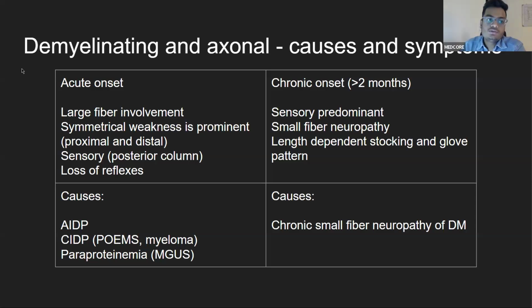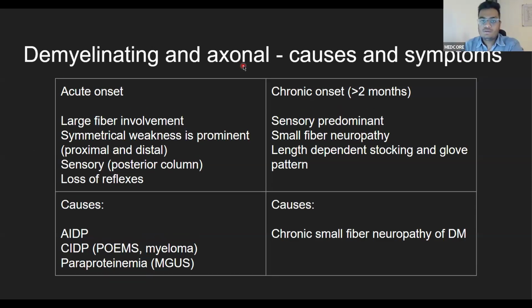You can also understand this in a demyelinating and axonal pattern, which is very similar to large and small fiber only. You will find only very subtle differences between the two. The demyelinating pattern is also involving the dorsal column and the corticospinal tract. See, large fiber, symmetrical, proximal and distal. Sensory means posterior column is affected. Loss of reflexes. So can you connect this all?